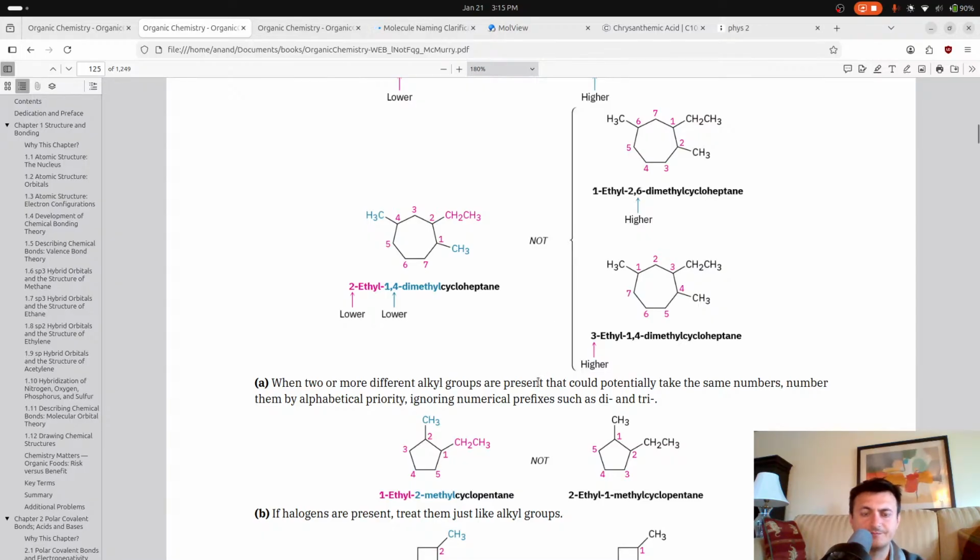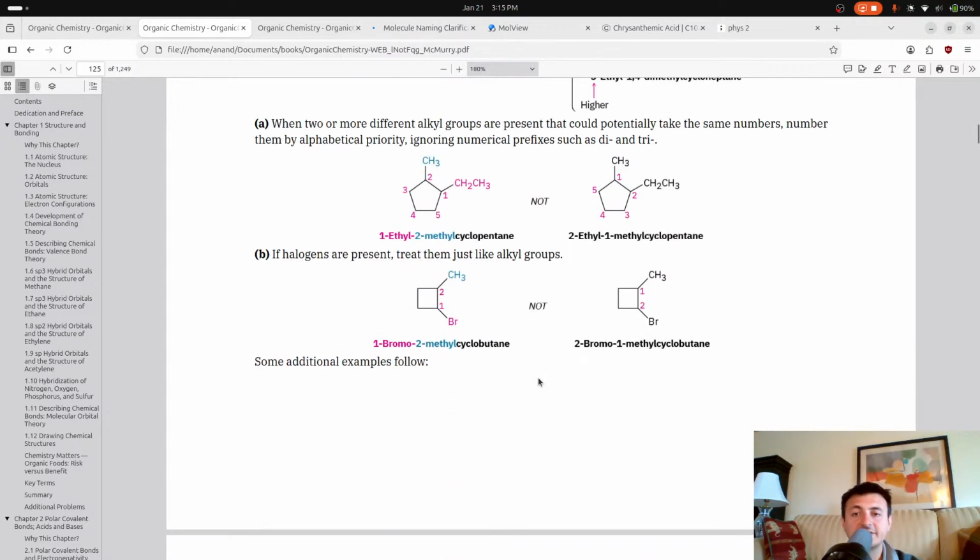When 2 or more different alkyl groups are present that could potentially take the same number, number them by alphabetical priority, ignoring numerical prefixes such as di and tri. But not iso. Iso counts. So 1-ethyl, 2-methylcyclopentane, E before M. But here it'd be 2-ethyl, 1-methylcyclopentane.